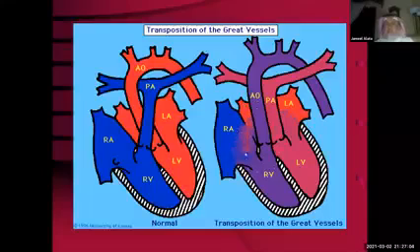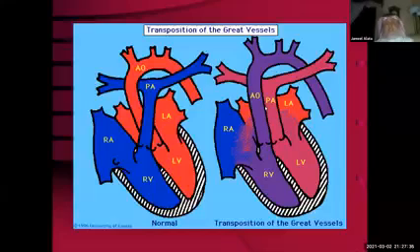This is a cartoon heart of the baby with transposition of the great arteries. You can see the RA to RV connection is normal, so AV concordance, and the ventricular arterial connection is abnormal, RV to aorta, so VA discordance. Same goes for the left side: LA to LV, LV to pulmonary artery.